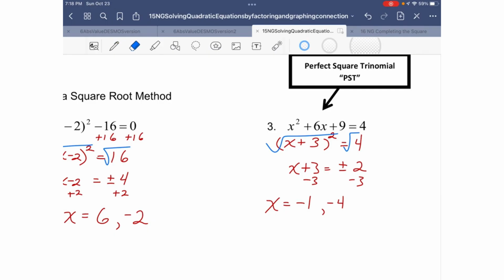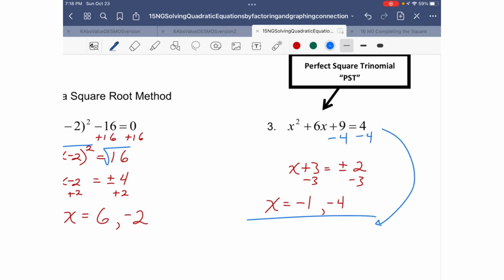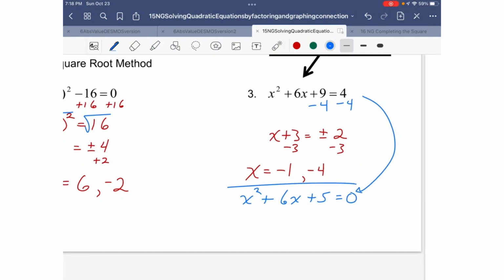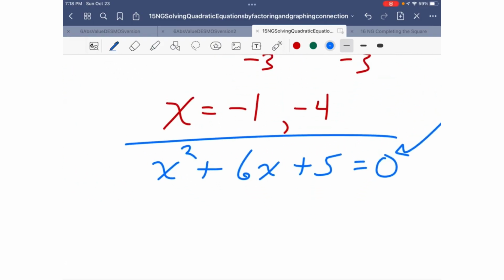Okay, you say, well, what if I had used the method you were showing me up above? Well, if I need to erase this, you can see. If I had used the method that I was showing you up above, then I would have made this equal 0, and then I would have been messing around with x squared plus 6x plus 5. Now it's equal to 0, which is nice because then I can factor it.